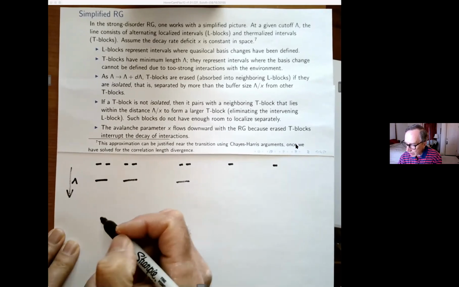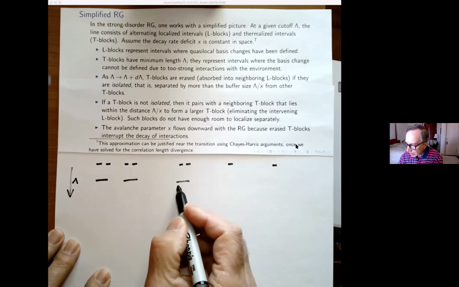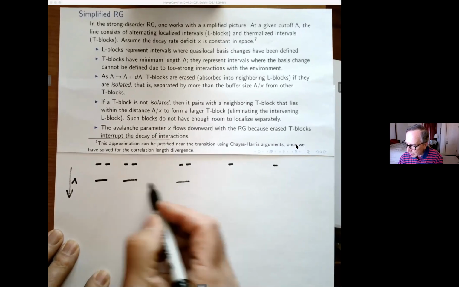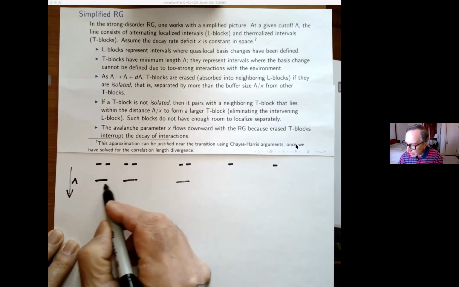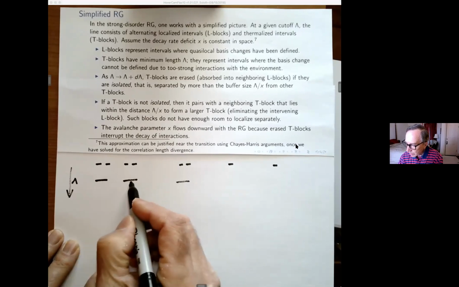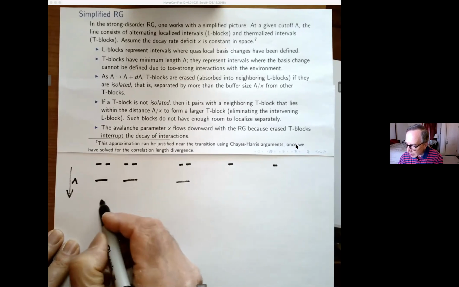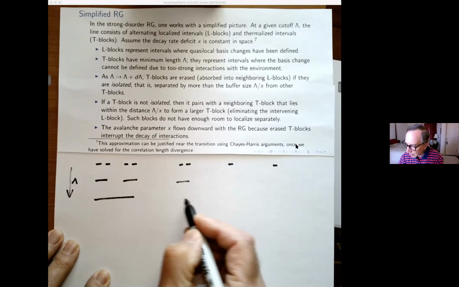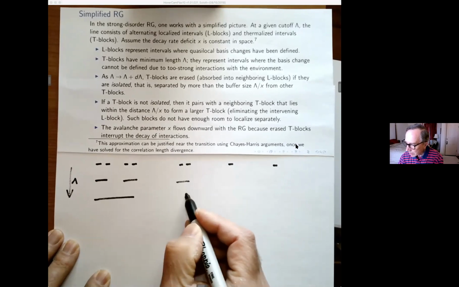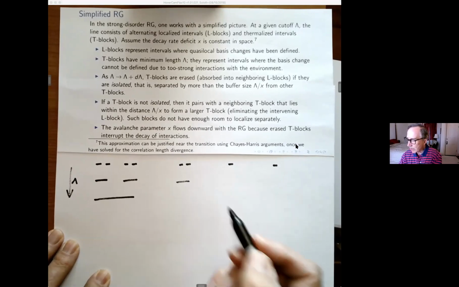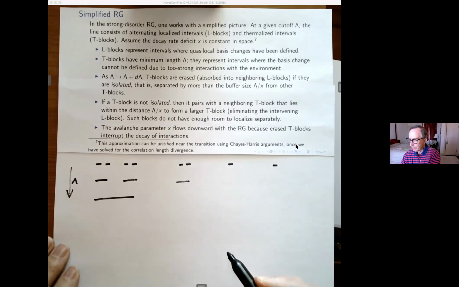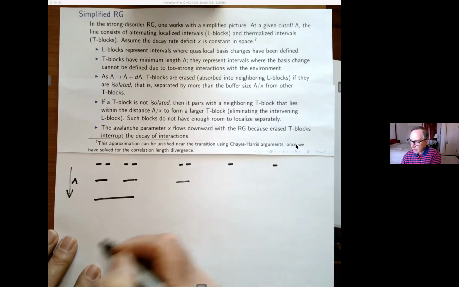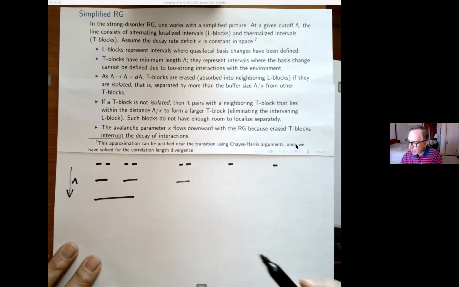And then we continue to increase lambda. Lambda gets to be this size. Eventually, it gets to the point where these two blocks are within lambda over X. And so then these end up getting joined up. And maybe this fellow gets disappeared because he's far enough from his neighbors. And so we continue along in this fashion.